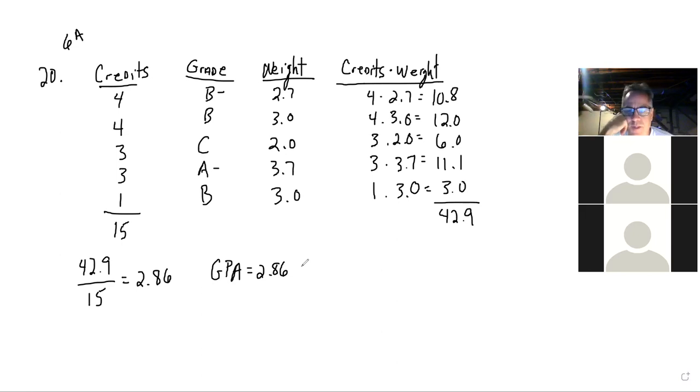Again, at WVUP, you would either have 4, 3, 2, 1, or 0, but you would multiply your weights times the number of credits, add that up, and then divide by how many credit hours you took in that semester, and that would establish your GPA. Your overall GPA is all credits times weights for every semester, over all of your credits.